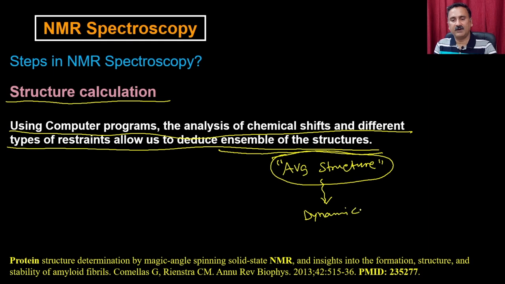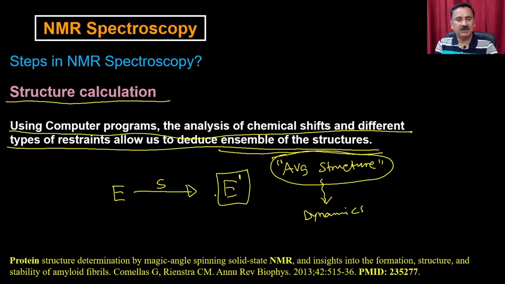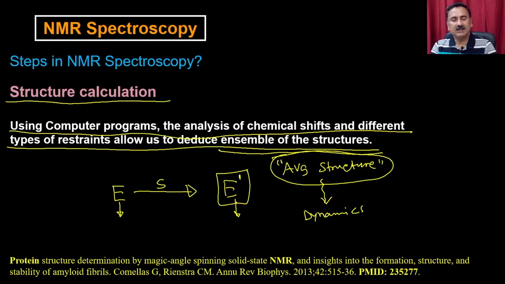So if we take an enzyme, right, and you add the substrate, the enzyme is going to become enzyme prime, because it is going to induce conformational changes. That's how the average structure is going to change, and you can detect which portion of the protein is responding to the substrate addition and how that particular portion is determining the structure solution or enzyme catalysis.